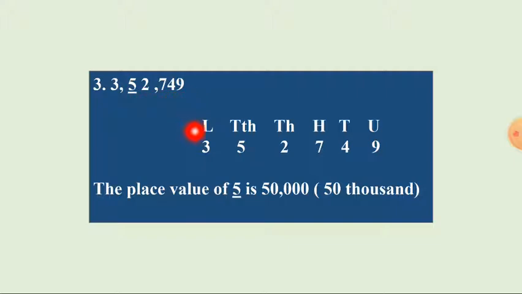352,749. Students, leave one line and write the place value, and on the next line write the number. Now in this sum the 5 is underlined, so we have to find the value of 5. Now 5 is at which place, students? It is on the 10,000 place. So leave one line and write: the place value of 5 is 50,000.